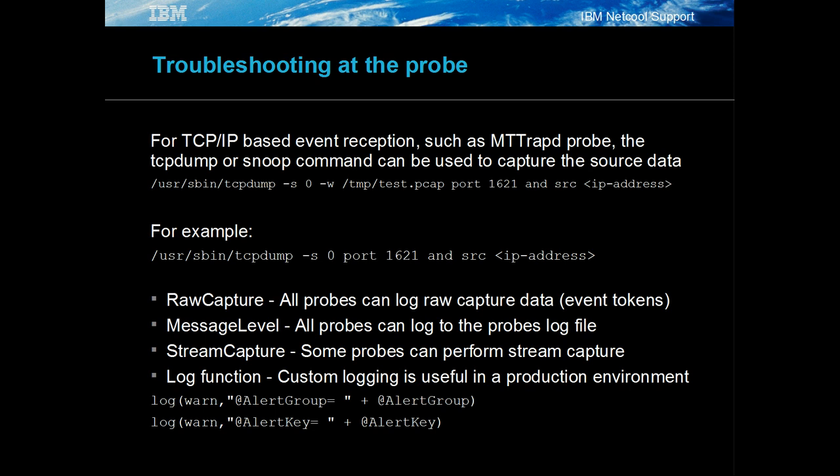The probe has at least two logging features to confirm event reception in the probe: raw capture, which is a pre-processing list of all event tokens, and the probe log. The probe log will log all details when message level is set to debug, as well as log specific details using the rules file's log function.